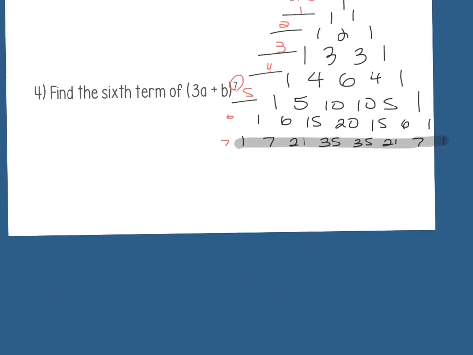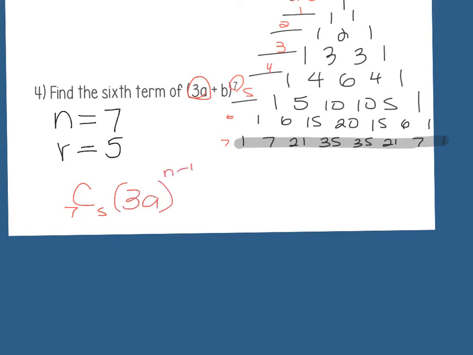So it says find the sixth term of 3a plus b to the seventh. First thing we want to identify is n is 7. Second thing we want to identify is what's r. So if it's the sixth term, what is r? 5. Always one less. So I'm going to raise the first, well, first I'll do the coefficient. So coefficient 7C5. And then I'm going to raise that first term, which is 3a, to the n minus r. And then I'm going to raise b to the r.